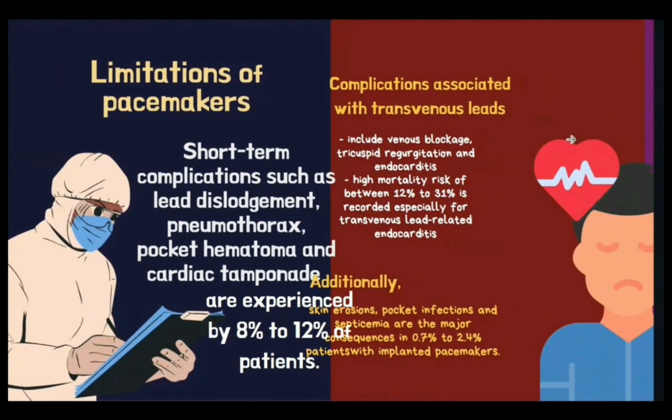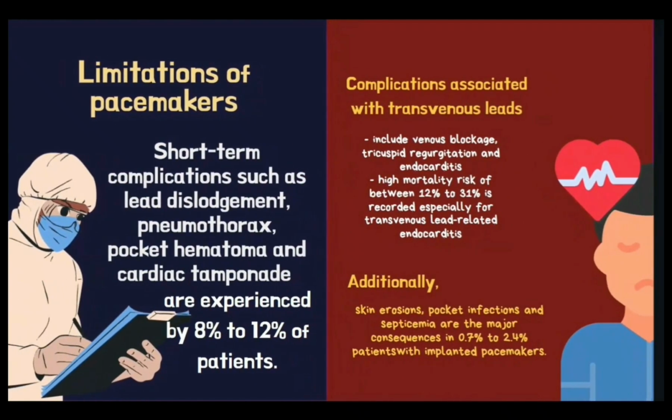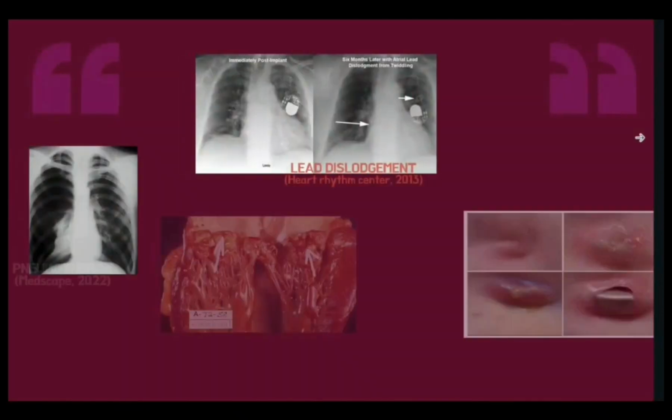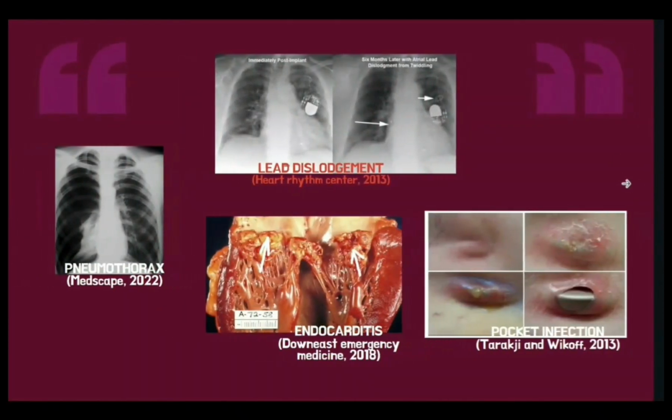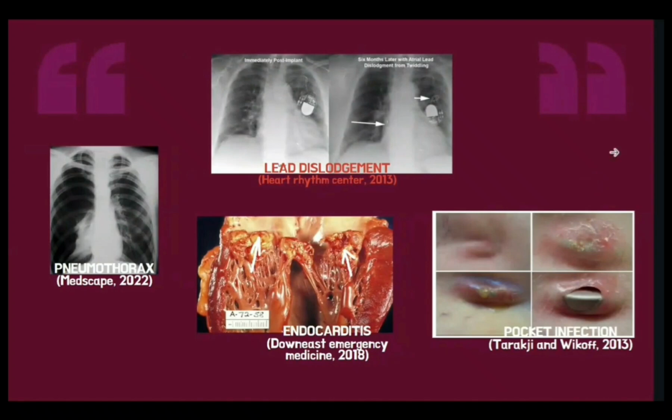The limitations of pacemakers. So we know that pacemakers can bring short-term complications such as lead dislodgement, pneumothorax, pocket hematoma, and cardiac tamponade, which will be experienced by roughly 8 to 12% of the patients. The limitations of pacemakers can also be associated with certain complications that are related to transvenous leads, including venous blockage, tricuspid regurgitation, and endocarditis. So here are a few examples showing the complications that have been mentioned just now.